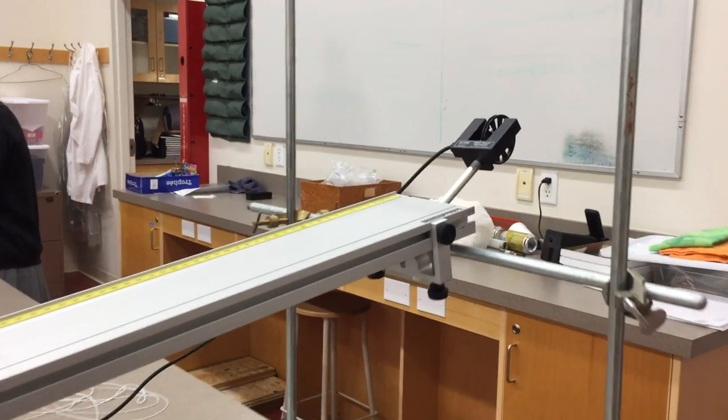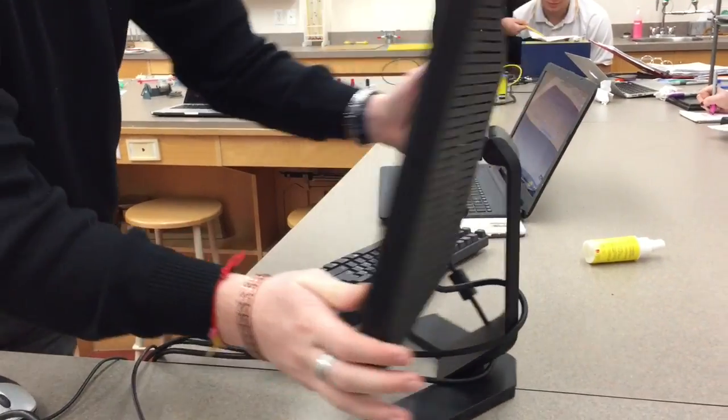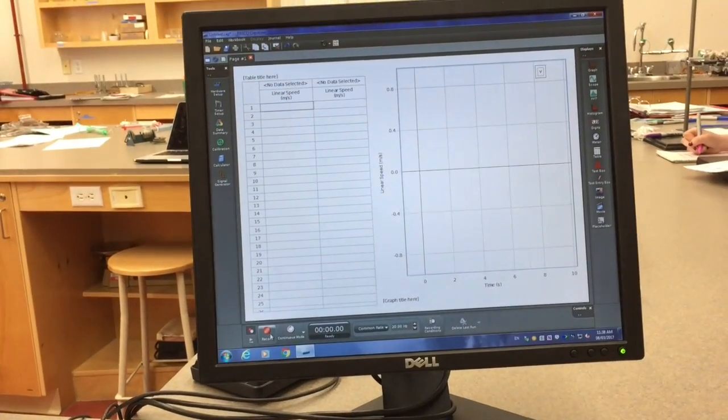The photosensor pulley is positioned at the top of an inclined plane. There are pads at the base to halt the cart's movement. The pulley is attached directly to the Pasco computer. The monitor shows our data and graph.